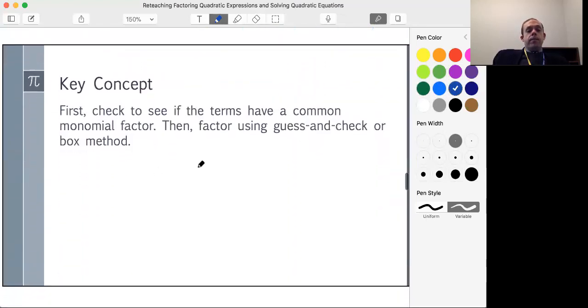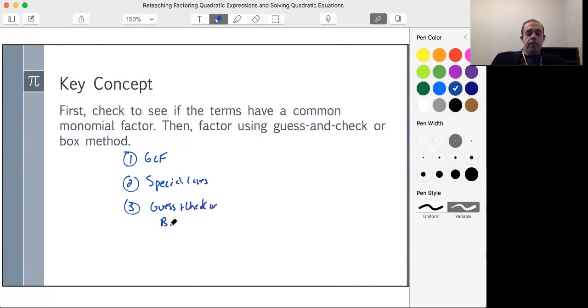Now, we need to check to see if there are any common factors first. So in reality, when we're doing our factors, we should always check for GCF factoring first. Then we look for special cases. And then we just factor into two binomials. So you can use the guess and check method or the box method.